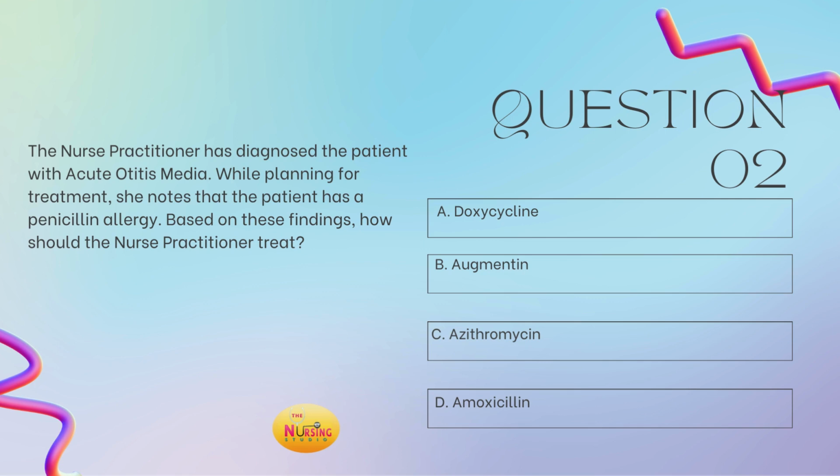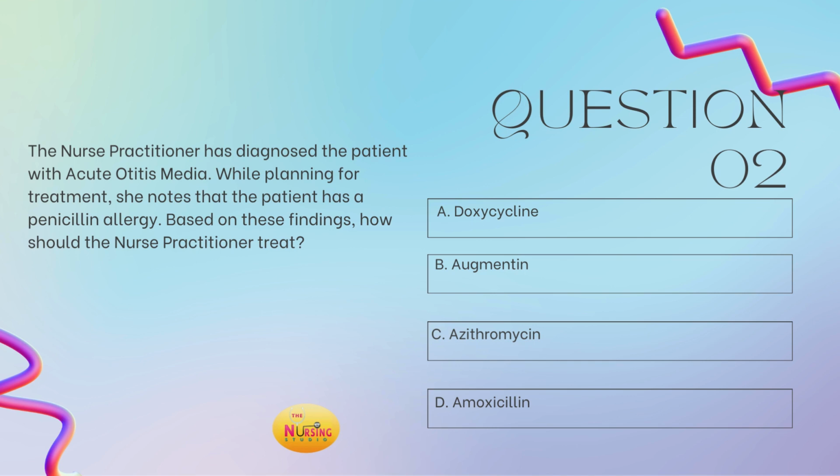And I always say, my nurses, if you have any of my courses or my review book, I put in there: think of the A's, right? A for acute otitis media, A for amoxicillin, which is your first line therapy, A for Augmentin, which is your second line therapy, and then A for azithromycin, which is your third line therapy. All of the A's, right?